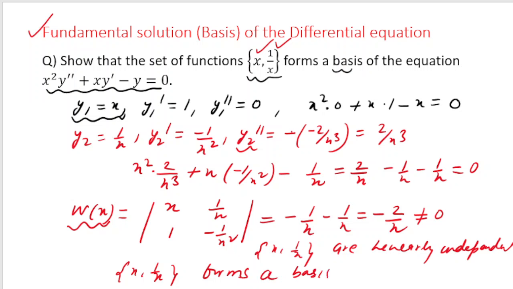or a fundamental solution. I hope you have understood the concept, how to check whether any given set of functions is a basis or fundamental solution or not. So first of all, we have to check whether it is satisfying the given differential equation or not. And once we have checked that, next thing that we need to check is whether they are linearly independent or not. So if we have a differential equation of order 2, like it is order 2 differential equation, because the highest order term is y double dash, so the fundamental solution will contain two functions.